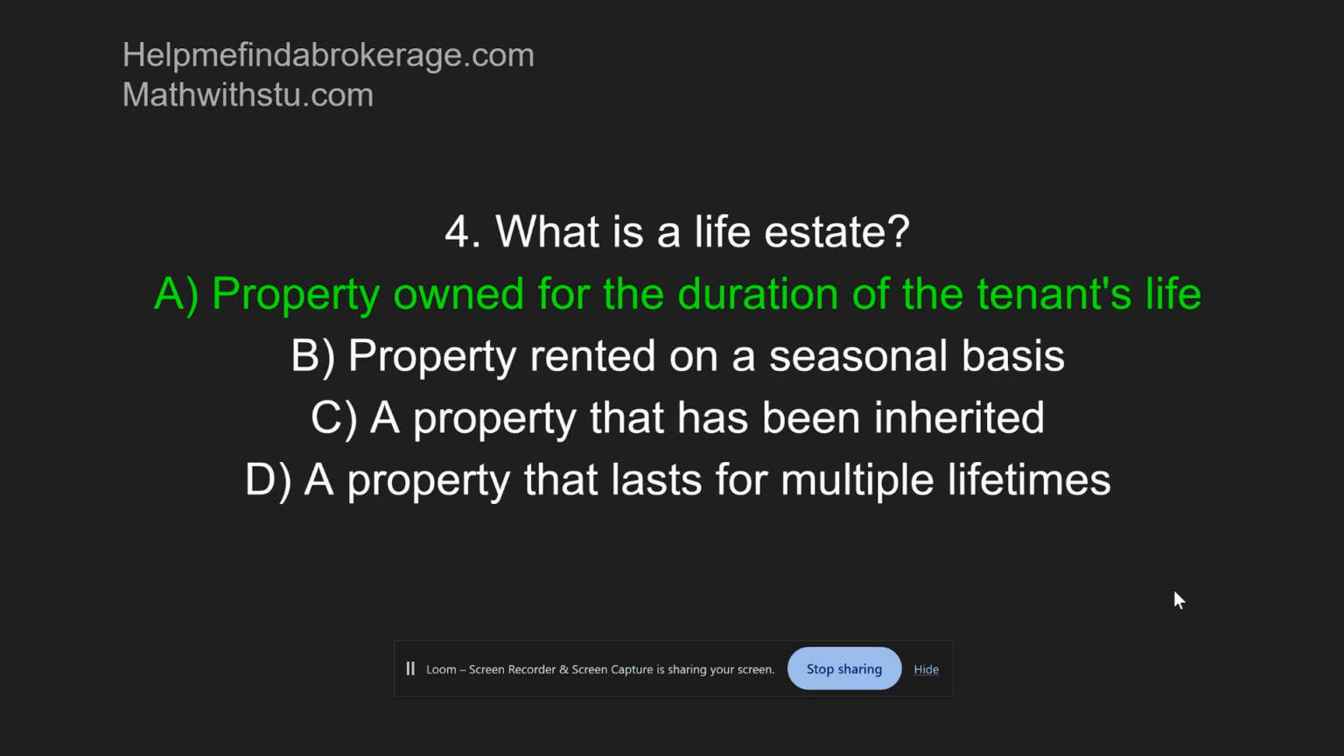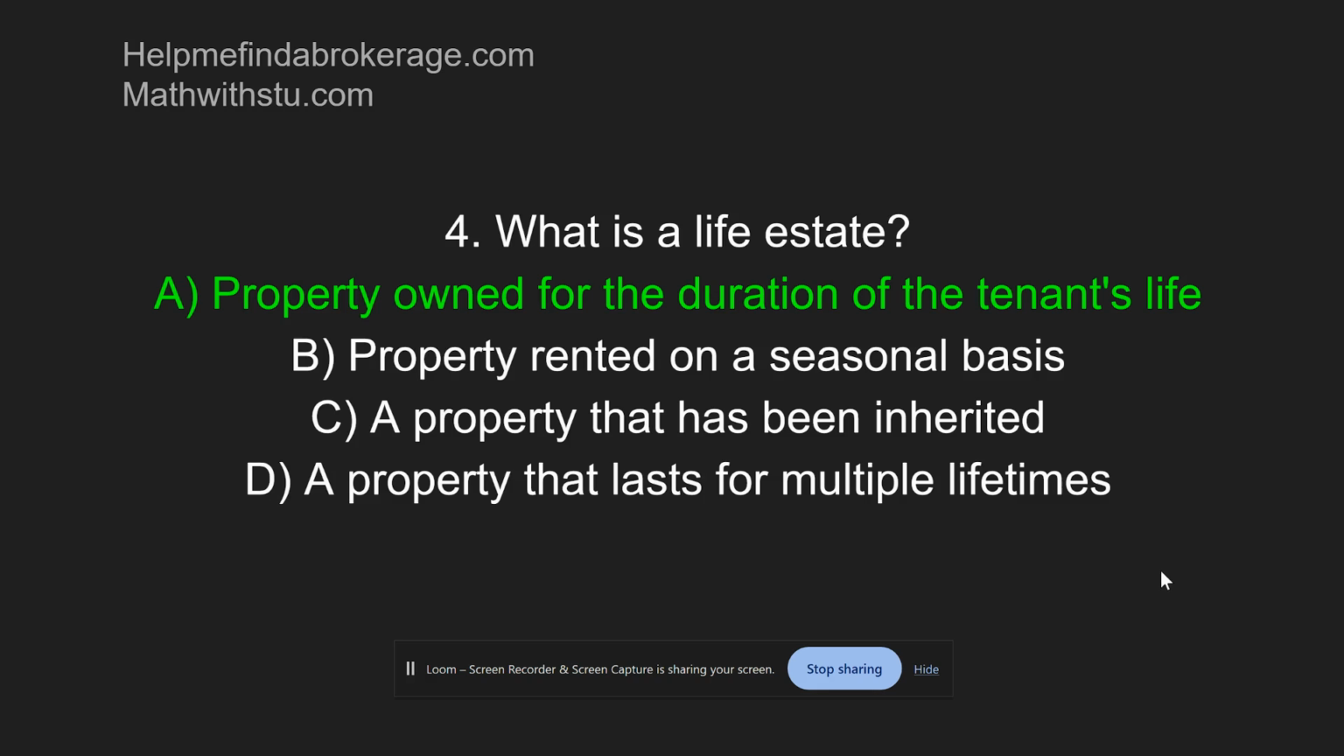So we discussed a lot about what a life estate is, right? And now we're talking about, is it property rented on a seasonal basis? Nay, because we already said this is a freehold estate. So it's a type of ownership, right? And it's property that has been inherited. No, that's not how we identify life estates. If something was inherited, you might own it fee simple absolute. It's a situation where we don't really know how you're taking title to the property, what kind of interest you're inheriting, but it's not how we identify a life estate. And a property that lasts for multiple lifetimes, well, it ain't that.